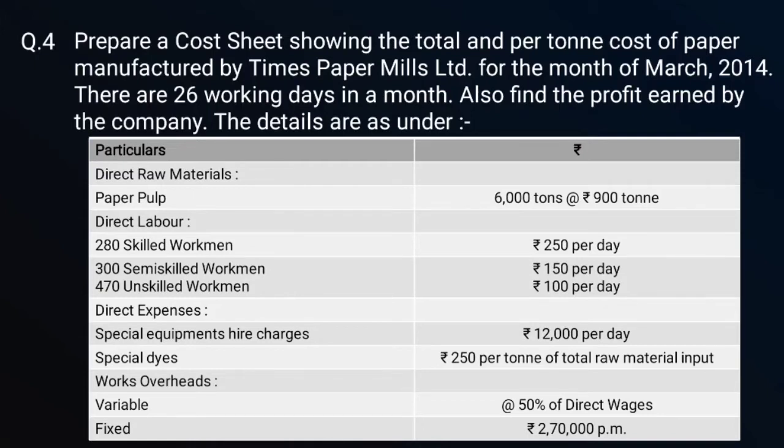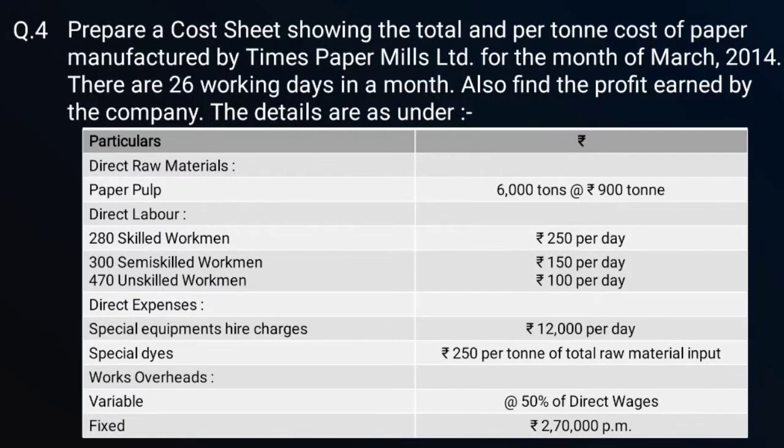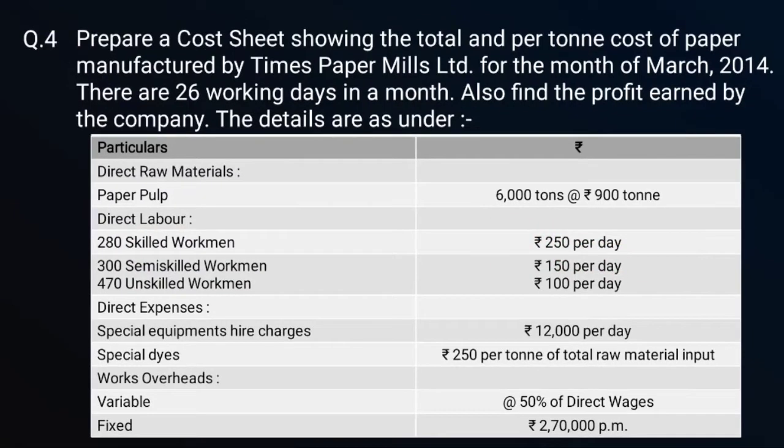So in the given table, the cost sheet elements are given. Under direct raw materials, paper pulp 6,000 tons at the rate of rupees 900 per ton are given. Under direct labor, 280 skilled workmen at the rate of rupees 250 per day, per day will be 26 working days in a month. Next, 300 semi-skilled workmen at rupees 150 per day. 470 unskilled workmen at the rate of rupees 100 per day.